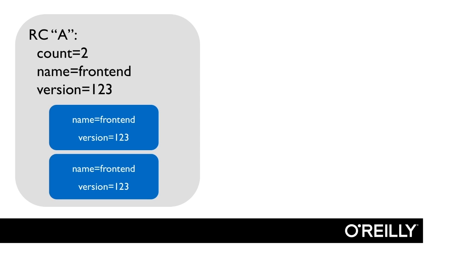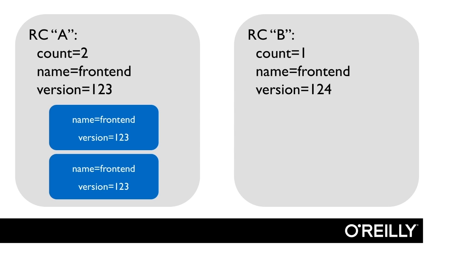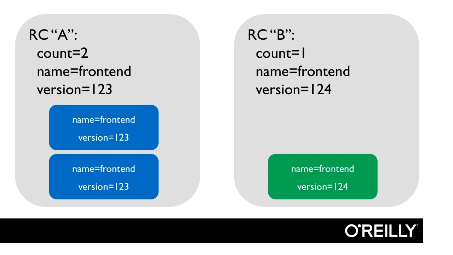Now we're going to add a near copy of the first RC, but instead of running this pod, it's going to run a newer version of it, version 124. We're going to give it an initial replica count of 1, and I'll tell you why in just a minute. Now this new replication controller will notice that there's no matching pods in the system, so it'll start one. Now its count is satisfied, and it just lets the system run.